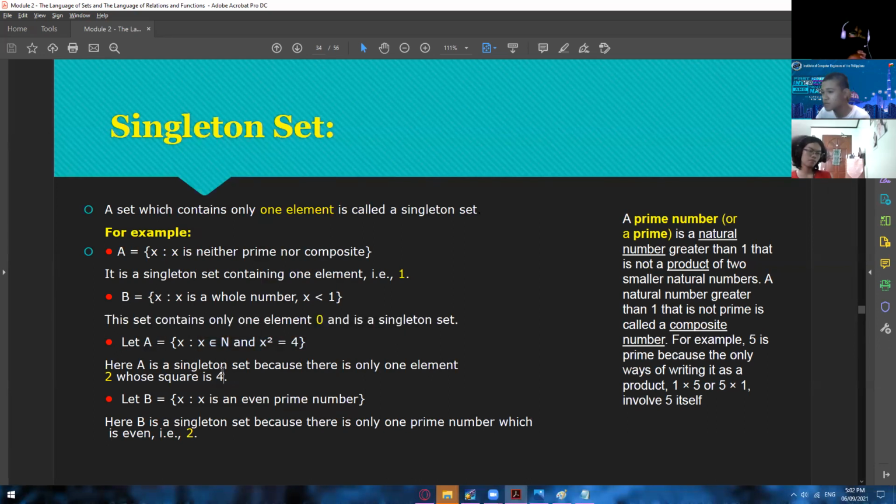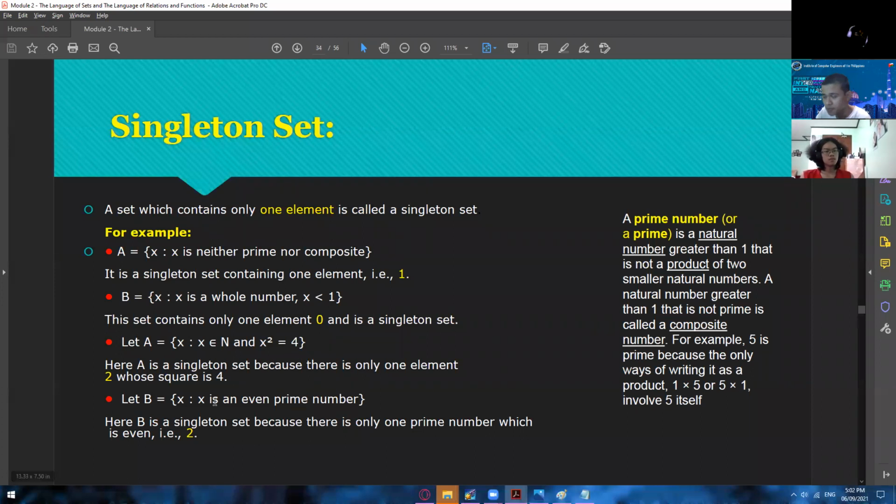So in here, there is only one element that can satisfy those two conditions. That is actually 2. So 2 squared is equal to 4. So there are no other numbers that can satisfy this one, unless this is not a natural number. If this is an integer, we can have -2, but that is not a singleton set anymore since we now have two elements in that set.